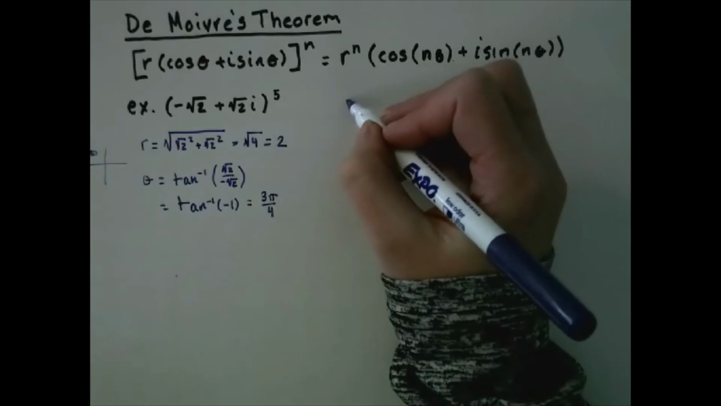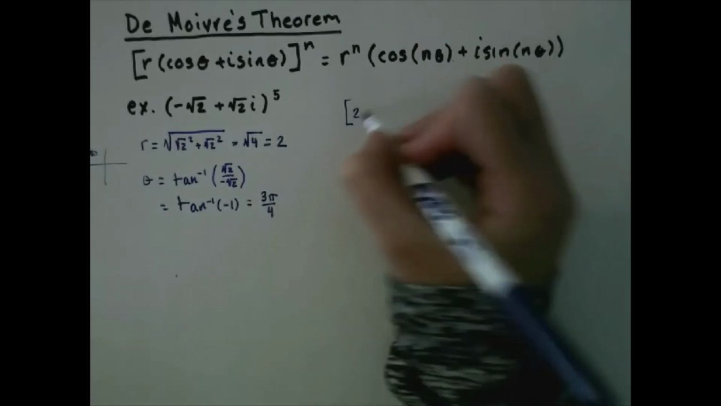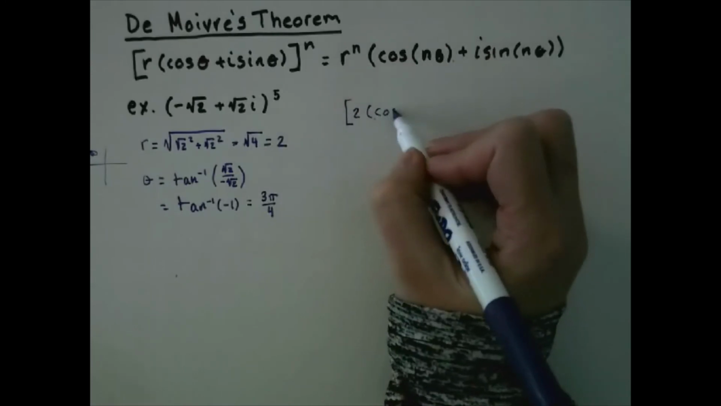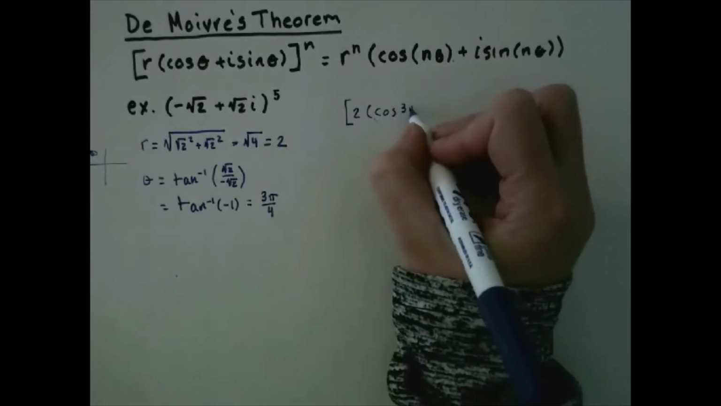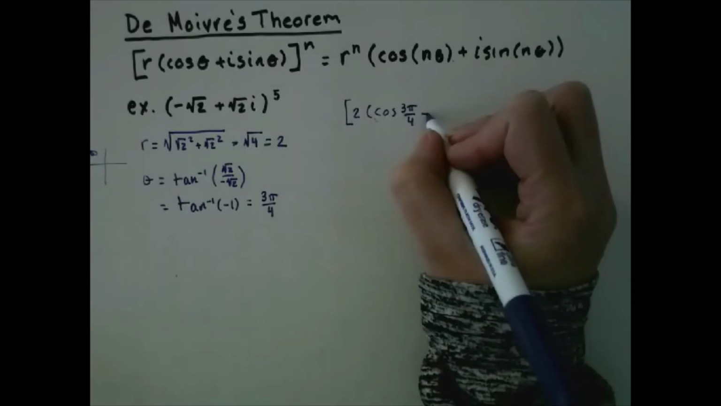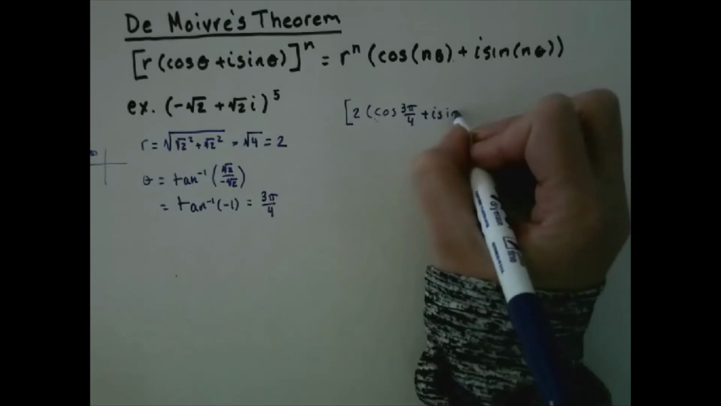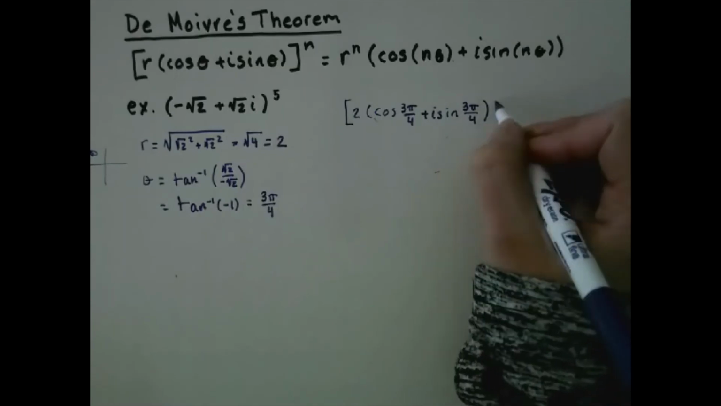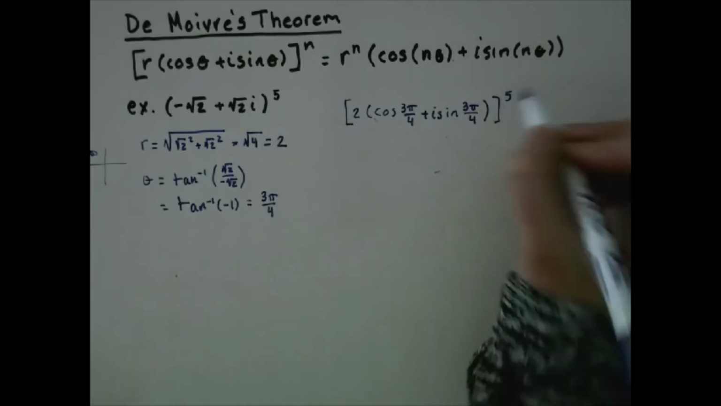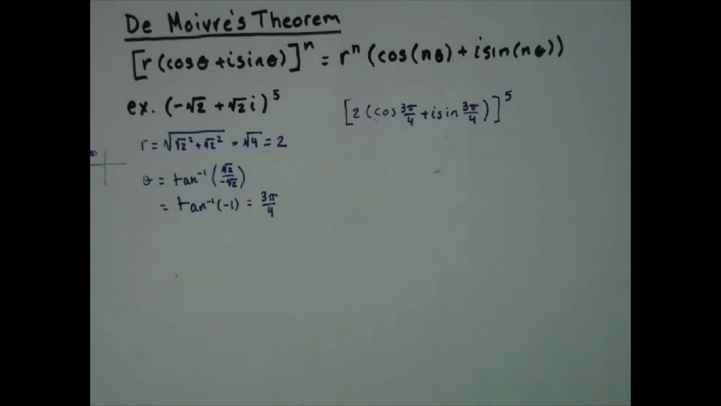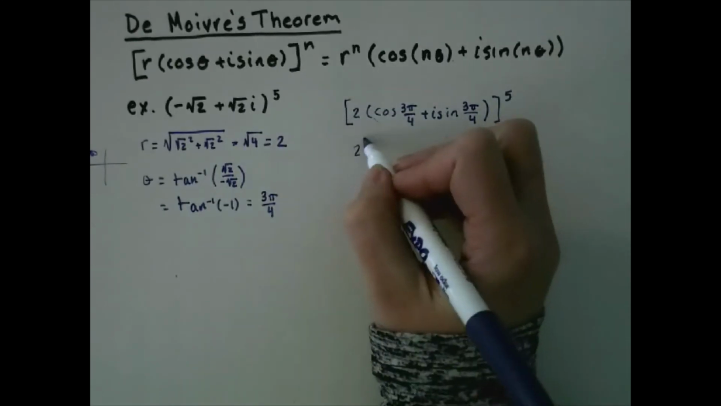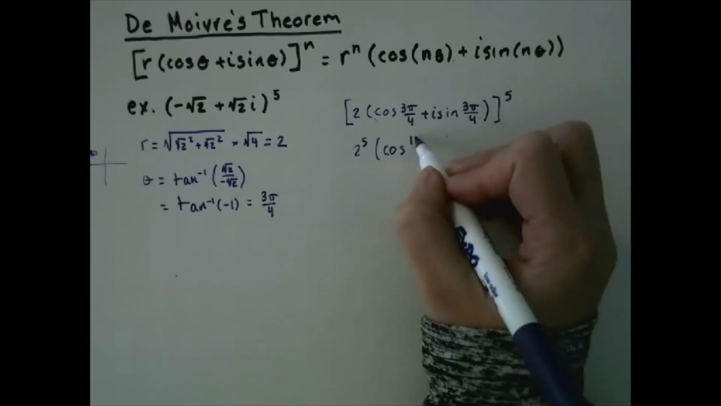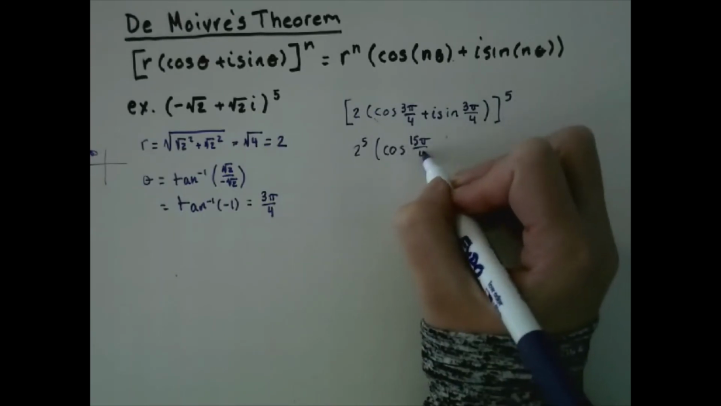So we're going to rewrite this problem. Our new r is 2 cosine 3 pi over 4 plus I sine 3 pi over 4. All of this raised to the 5th power. So we're going to have 2 to the 5th cosine, multiply 15 pi over 4.